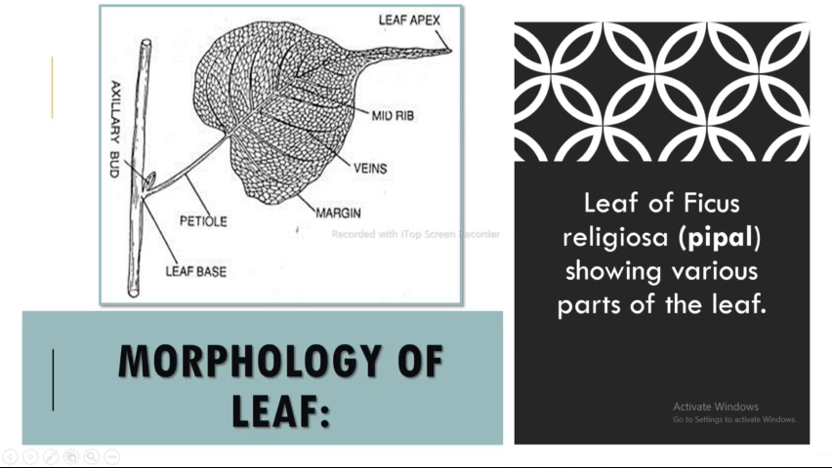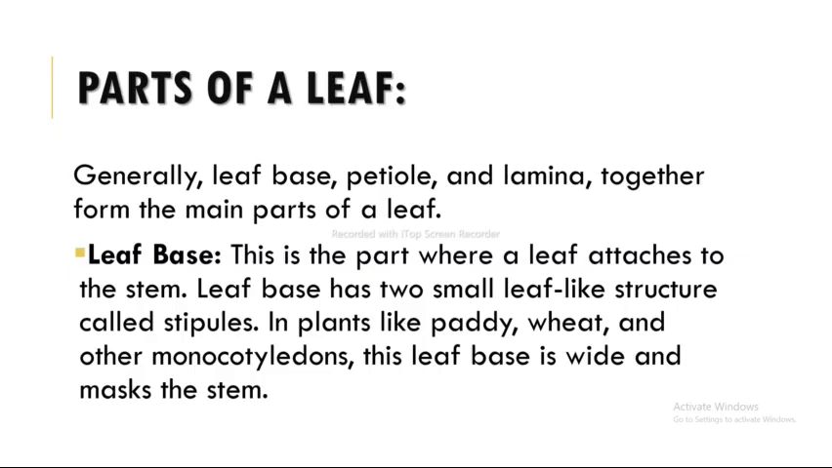A thin stalk below the lamina is known as the petiole. So this is a thin stalk, which is also known as the petiole. This is the leaf base, and this is a small bud in the axil of the leaf, which is known as the axillary bud, as shown in the figure. Generally, leaf base, petiole and lamina together form the main parts of a leaf.